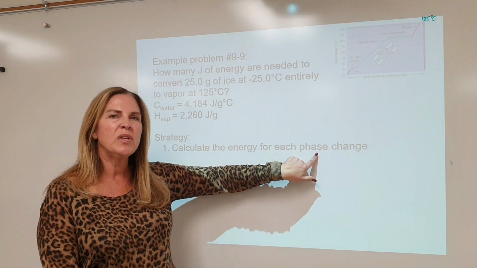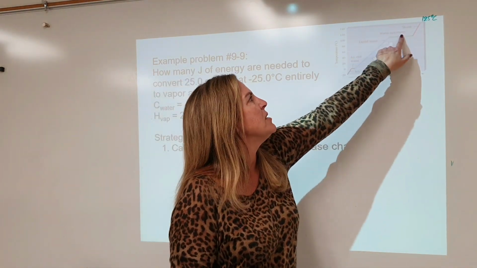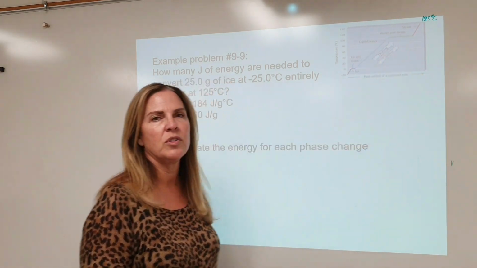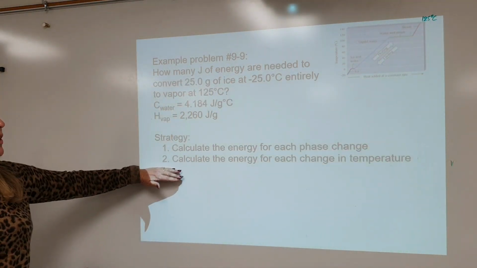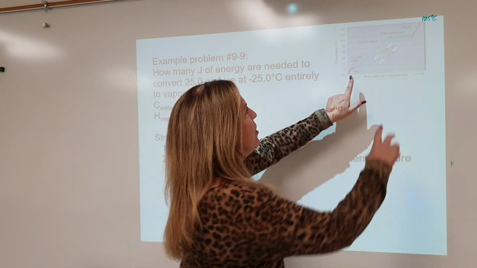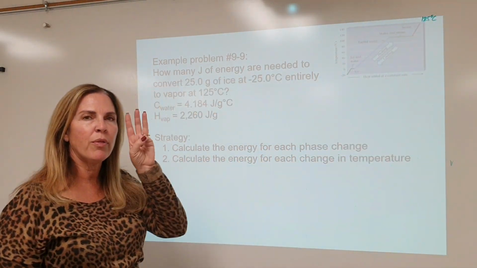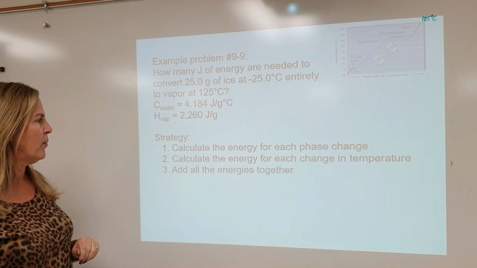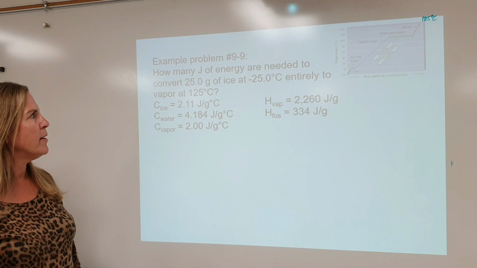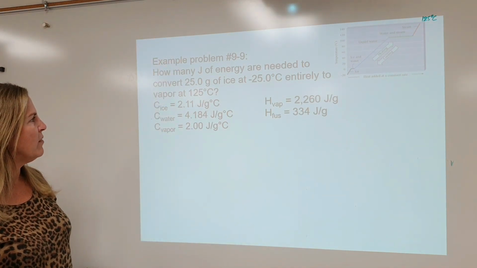So, is there a specific order of operations that you have to do? No. But we have 2 phase changes. So, could you go ahead and just calculate the phase changes first? Absolutely. Calculate the energy for each change in temperature. We have a change in temperature here, we have a change in temperature here, and we have a change in temperature there. Right? So we have 3 areas where we have a change in temperature. And then we're going to add all of those energies up to get the total energy to take it from minus 25 all the way to 125.